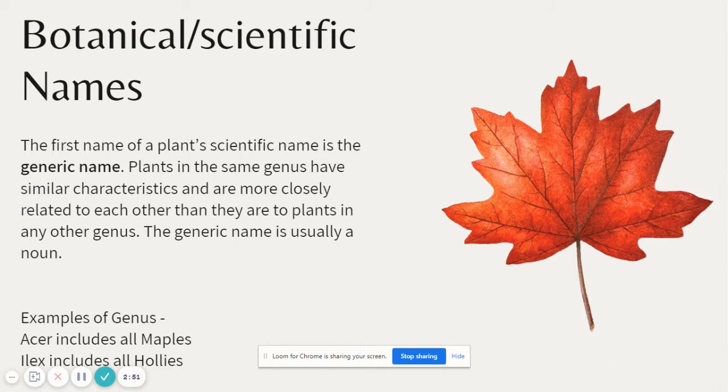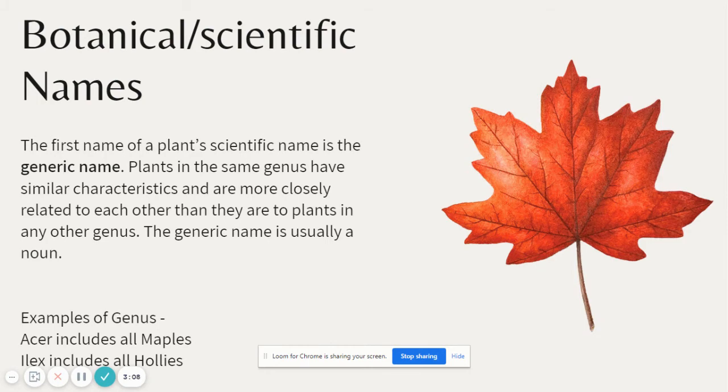So we're going to dig into the botanical and scientific names. You're going to hear me call it botanical names or scientific name. Either way, I mean the same thing. This is going to be that Latin form where we use a level of hierarchy to classify a plant.